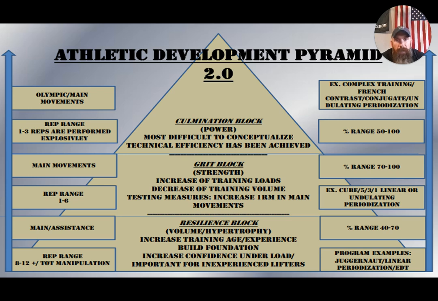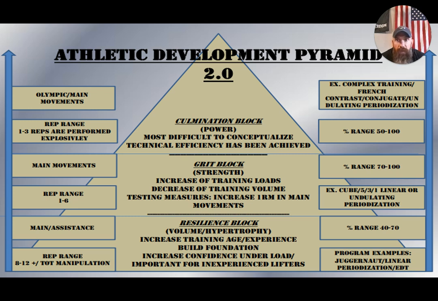So moving up to your grit block, this is more your strength. This is your foundation of strength, and this comes after the resilience block. So you've built up some training time under the bar. This is the point where you're adding an increase of intensity to the training loads, a decrease in training volume, and you're trying to move the needle on your main movements. I put 1 RM here, but it doesn't have to be 1 RM. Everybody's situation is different. You may prefer 3 RMs, 5 RMs, but this is where you're going to start seeing some of those things increasing.